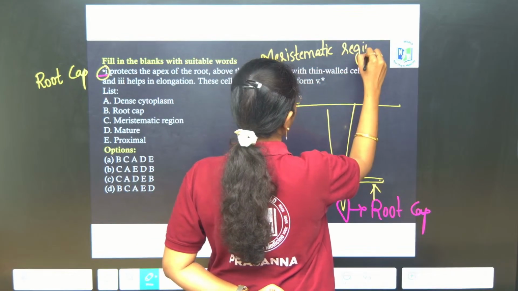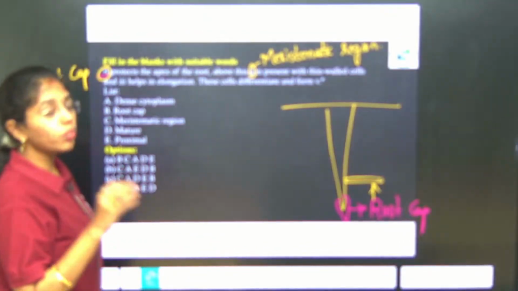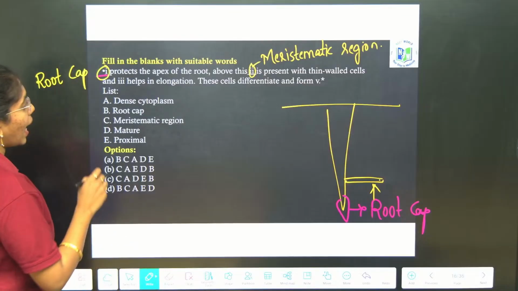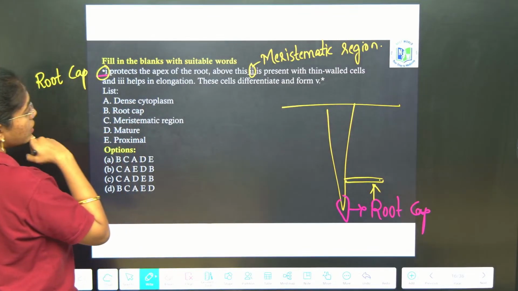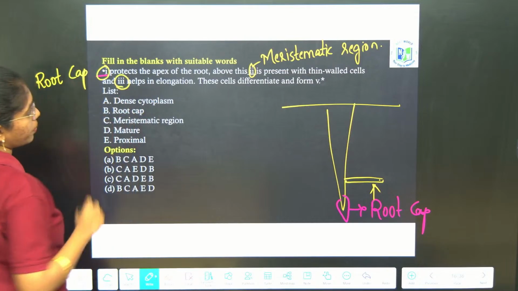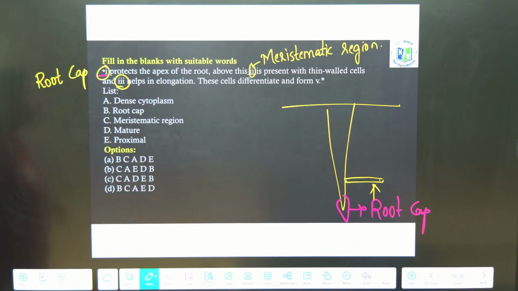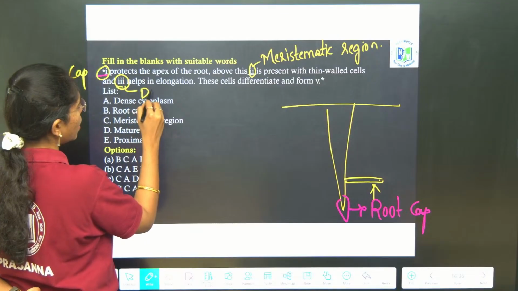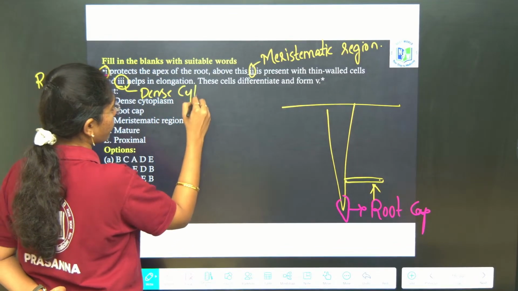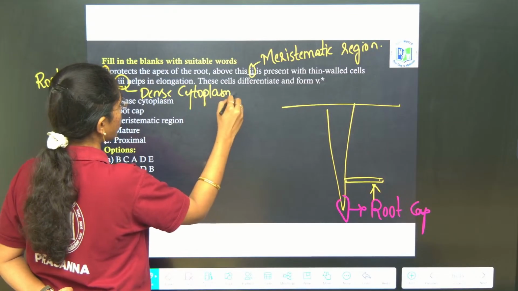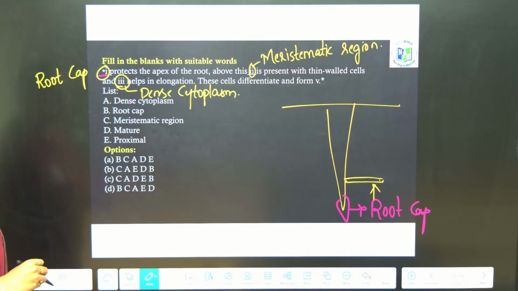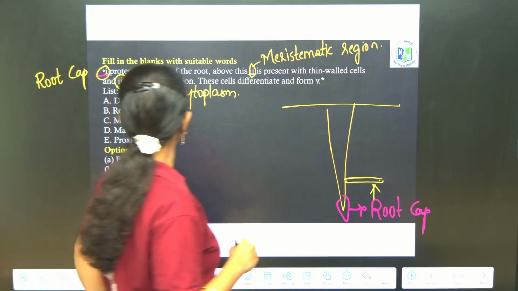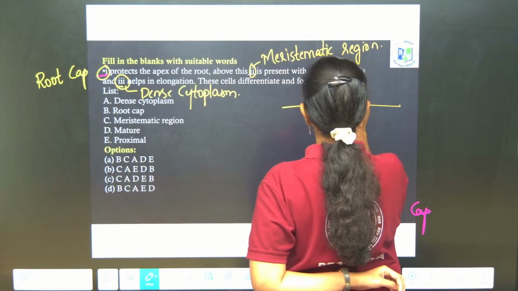Meristematic region is present with thin walled cells and dash helps in elongation and the cells have dense cytoplasm here. Above this meristematic region is present with thin cell walls. Meristematic region has what cells? Thin walled cells and they have dense cytoplasm. These cells differentiate and form what? These cells differentiate and form mature tissue or mature region.